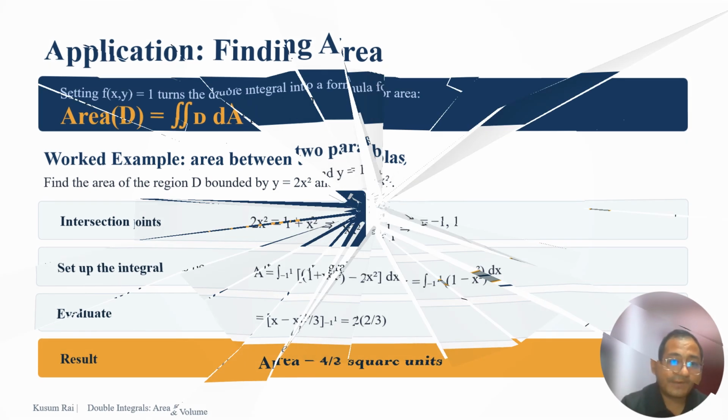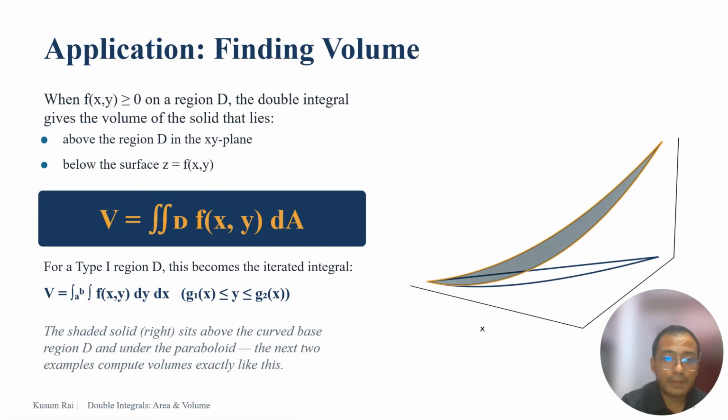In this way, the next application is finding the volume. When f(x, y) is greater than 0 on a region D, the double integral gives the volume of the solid that lies above the region D in the xy plane, below the surface z equal to f(x, y). Now the volume V can be calculated by using this double integration over the region D of f(x, y) dA.